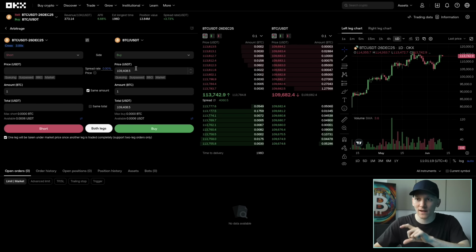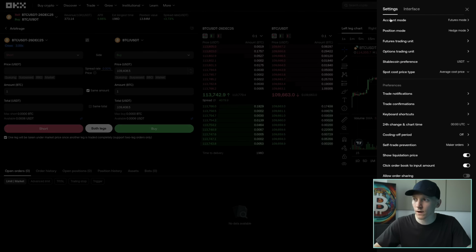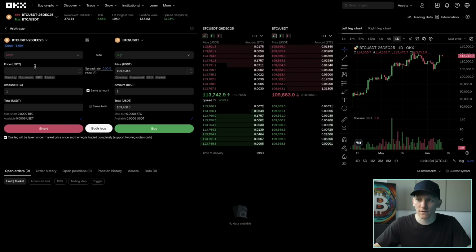So you want to be using this as collateral to fund this trade. If you don't, then what you've got basically is this side of the trade that you have to fund with cash only, and it's not capital efficient, right? So you need to make sure that you're in that position in your account right here where it says account mode. The other thing is we just have to make sure we're trading the same amount.